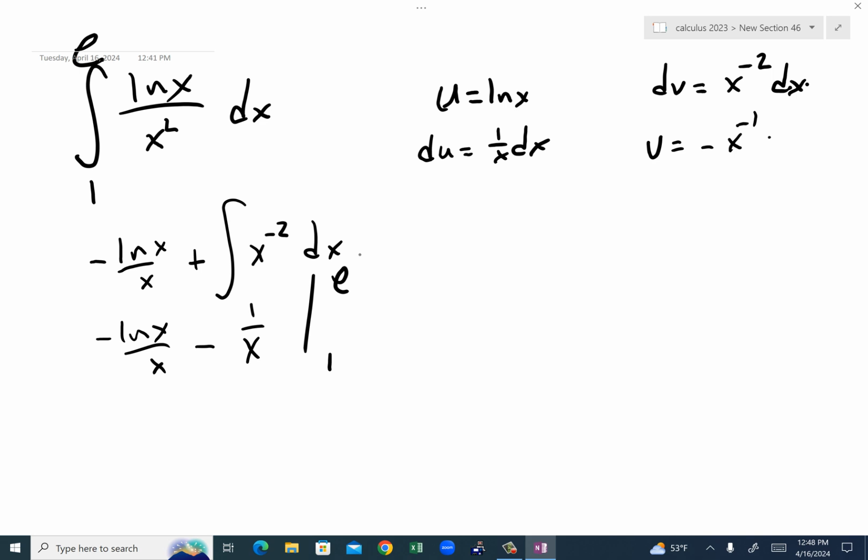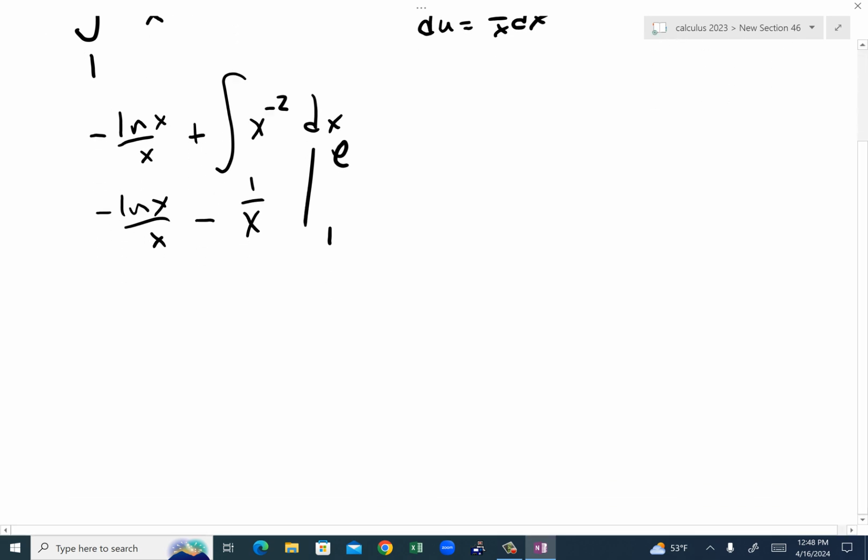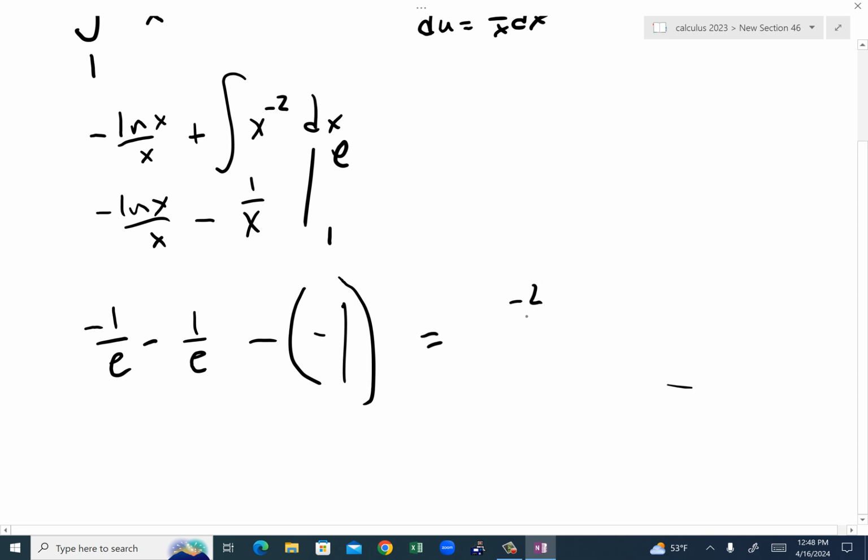So ln of e would be negative 1. So negative 1 over e minus negative 1 over e would be negative 2 over e. And then double check, solve for that. So negative 2 over e plus 1. Something like that. Yeah.